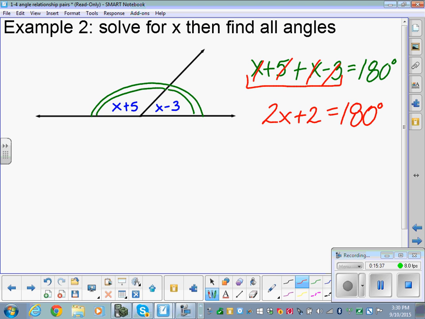Now, people get stuck here. But, guys, keep a goal in mind. What are we trying to do? We're trying to solve for x piece by piece. So I subtract 2 from both sides. We've got to perform the correct operations, though.